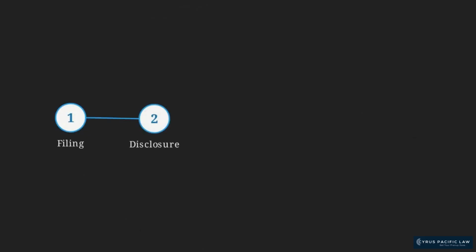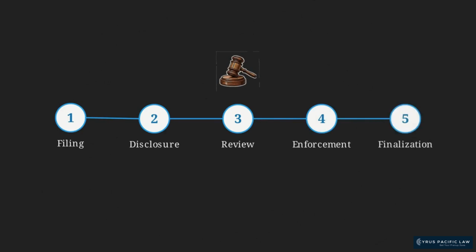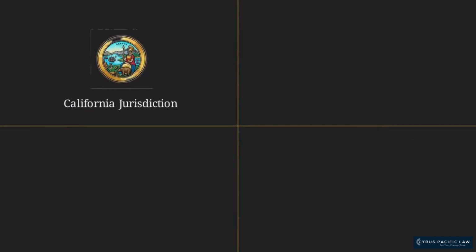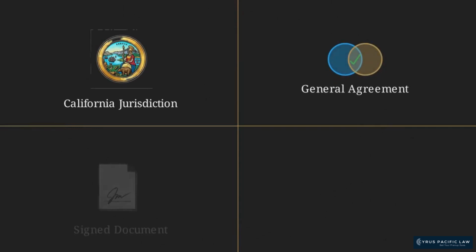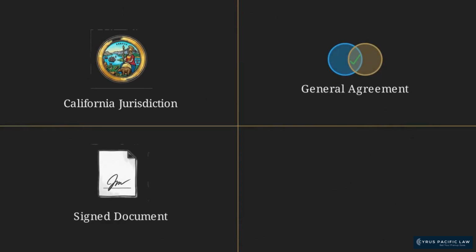To get through this effectively, we are going to walk through the exact 5-step execution process, what the judge expects to see from both of you, and the specific rules for how your assets will be divided. Before initiating the first step, you need 4 things in place. You must be operating under California jurisdiction. The basic terms of your split should be generally agreed upon. You need the actual signed document, and you must have access to your current financial records.